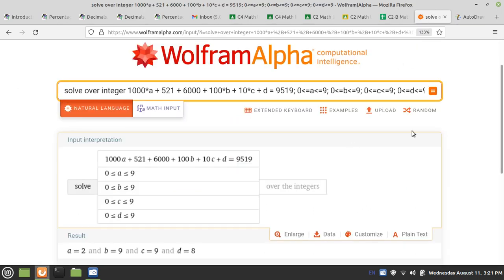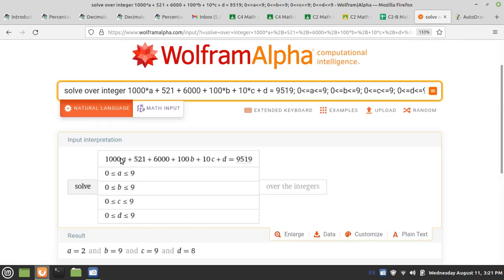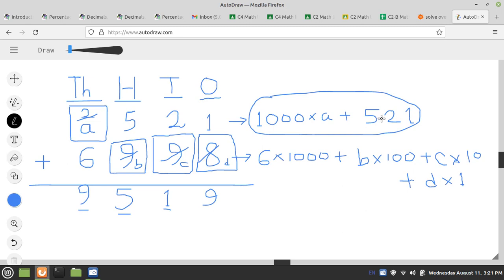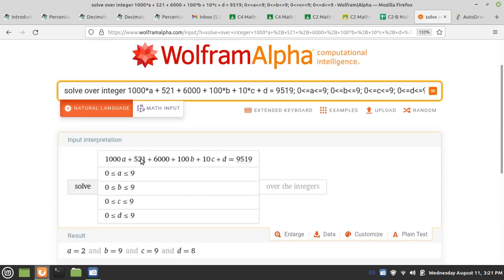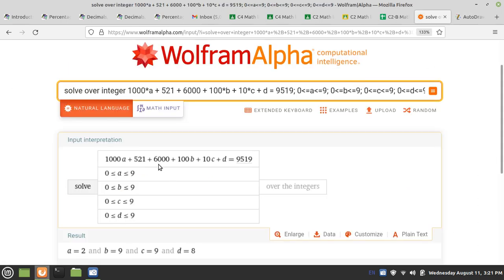This is our computational engine which performs the calculation. So here we have written what? It was 1000 times A, so there are 1000 A's, and 521 plus 521, plus we added 6000. 6 times 1000 is 6000.